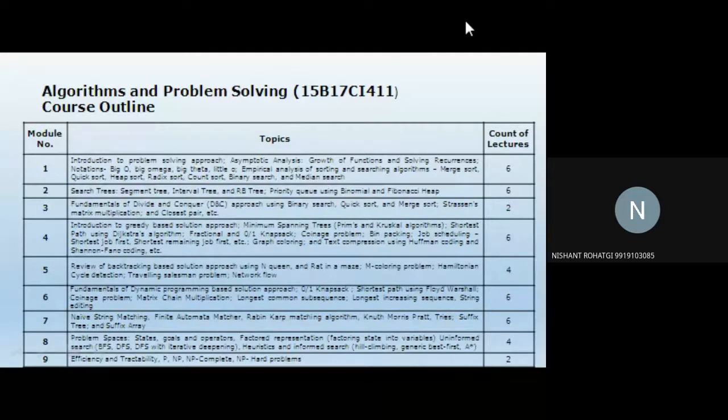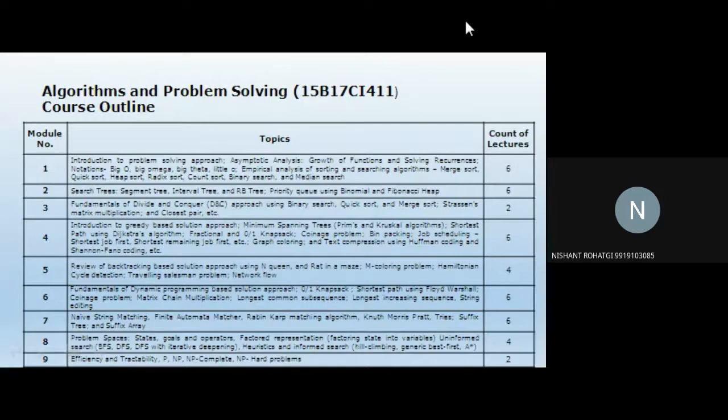These are the contents that we are going to cover in the algorithms and problem solving course, and the various kinds of problems that we are going to discuss. For the time being, as we have planned, in your T1 we are going to cover modules 1, 2, and 3, that means till the topic fundamentals of divide and conquer approach using binary search, quick sort. So you can see the tentative syllabus for T1 is modules 1, 2, and 3, for T2 it is modules 4 and 5, and for T3 it is going to be 6, 7, 8, 9.